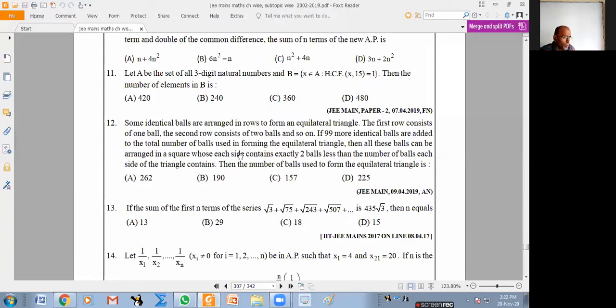The first row consists of 1, the second row consists of 2, and so on. If 99 more identical balls are added to the total number of balls used in forming the triangle, then all these balls can be arranged in a square whose side contains exactly 2 balls less than the number of balls each side of the triangle contains. Then the number of balls used to form the equilateral triangle is.